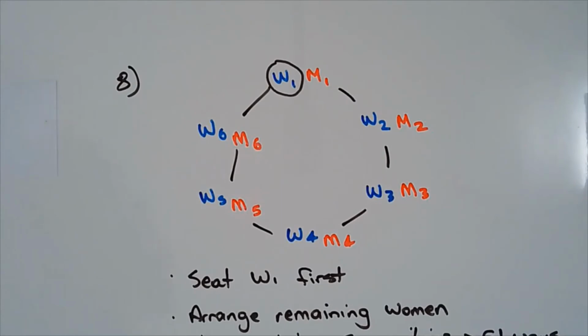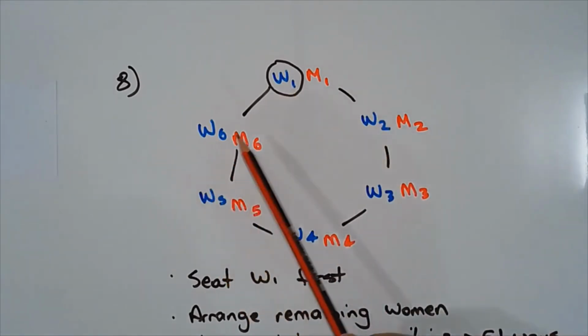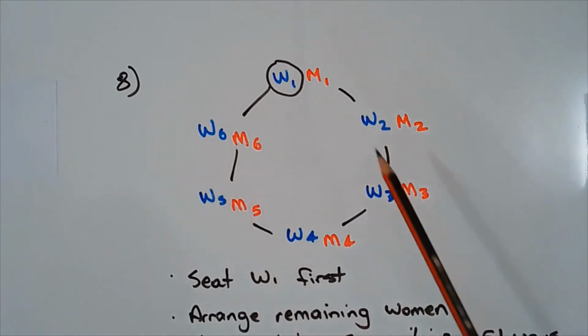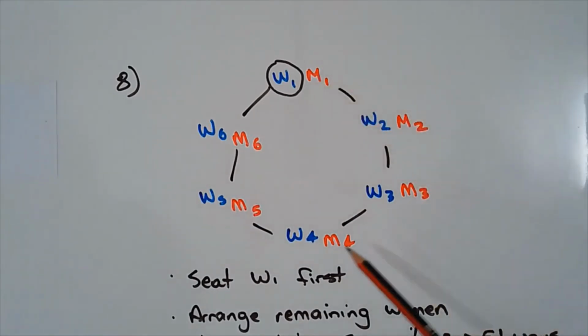Here is a dash diagram that may represent this situation. Woman number 1 is chosen first and is seated at the table. The remaining 5 women are then arranged around woman number 1 in 5 positions. Now the 6 men need to be arranged in such a way that the women and the men alternate, and there are 6 positions that the men can be seated in.